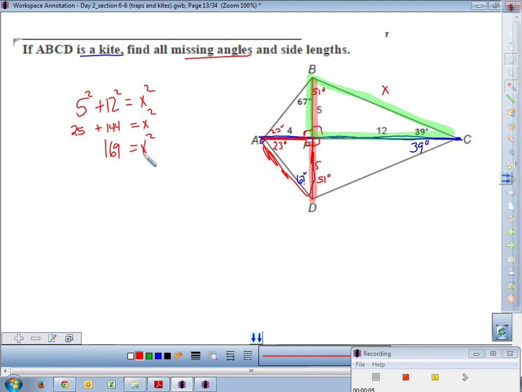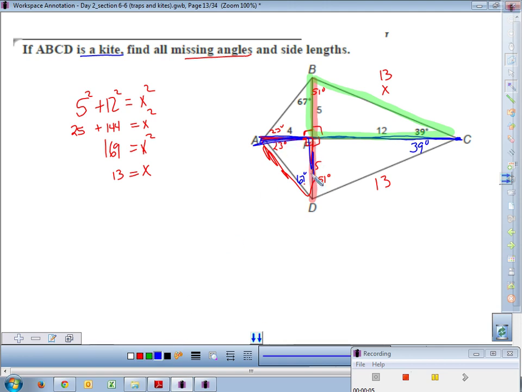And then 169 is a perfect square. If we square root it, we get plus or minus 13. But we got to throw out the negative, because negatives just don't make sense for a distance. So we'll say that that is 13. And then based on symmetry, that is 13 also. But we have other right triangles.